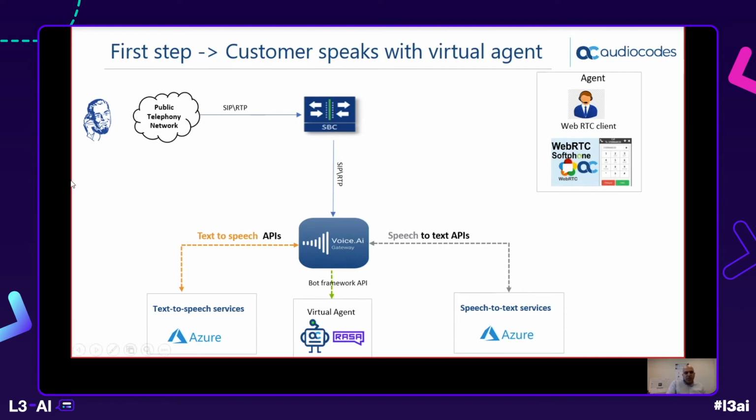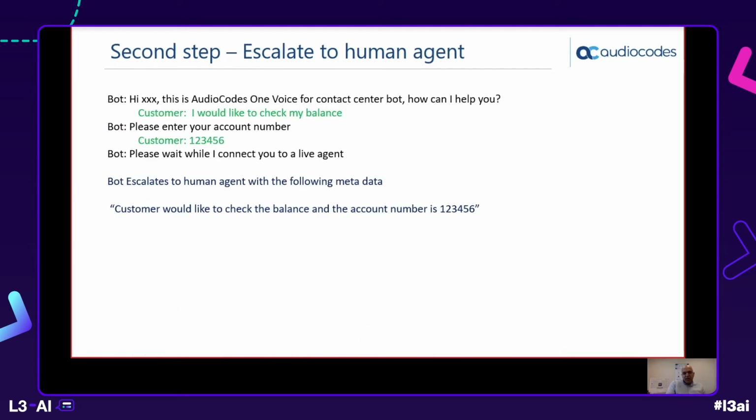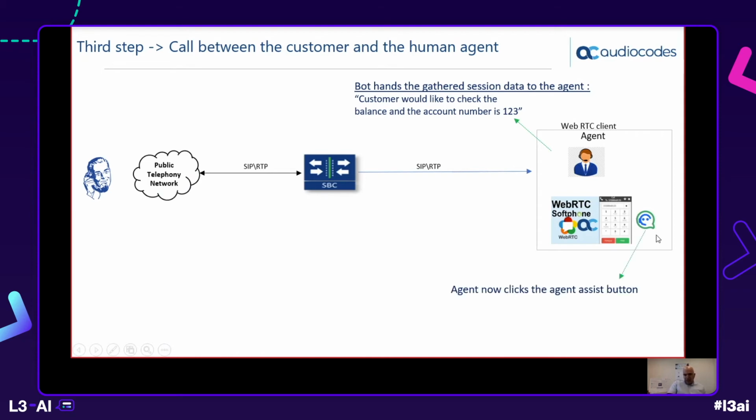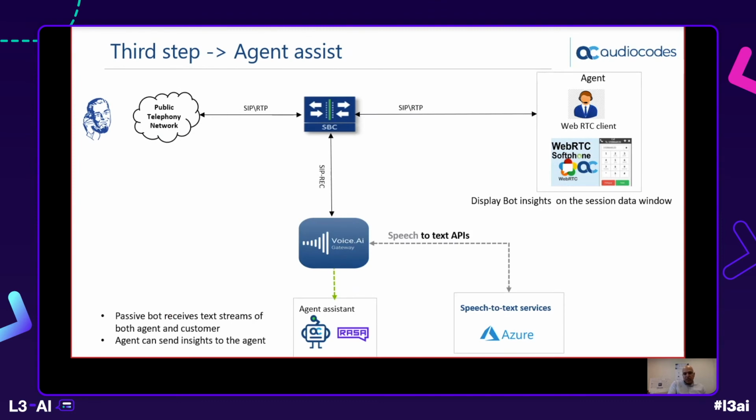It will start with a call from a customer to the agent. They will speak, and then the bot will escalate the call to a human agent. It will end up like this, a call between a customer and a human agent, and when the human agent receives this call, you will also be able to see the history of the call on the agent screen as you see here. Then you will be able to press this button, and this button will initiate the agent assist. So this will look like this.